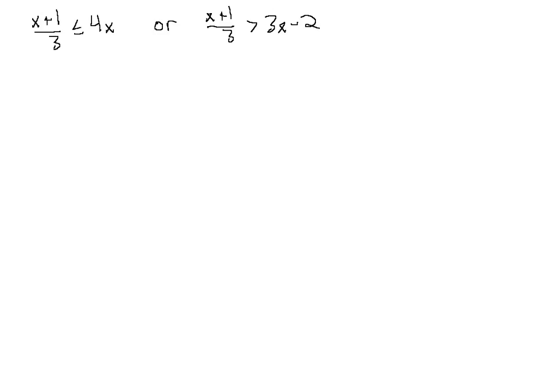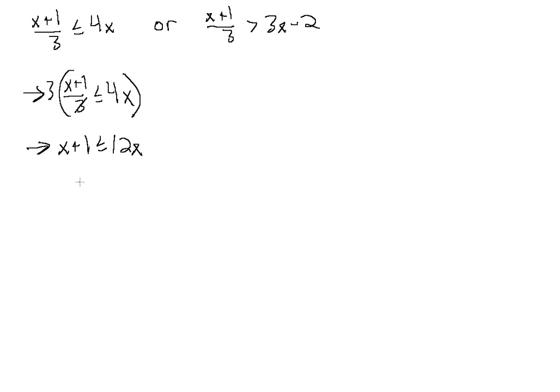Okay, so this isn't anything to get excited about. We'll just deal with one at a time. So here we have (x + 1)/3 is less than or equal to 4x. All right, so we want to get x by itself. So let's go ahead and multiply through the entire inequality by 3. That'll get rid of this fraction here. So this will cancel. So we have x plus 1 on the left-hand side, which is less than or equal to 3 times 4x, which is 12x.